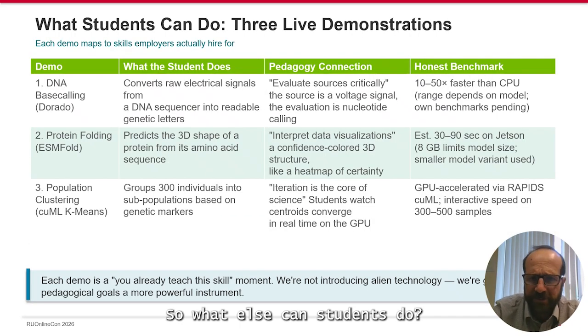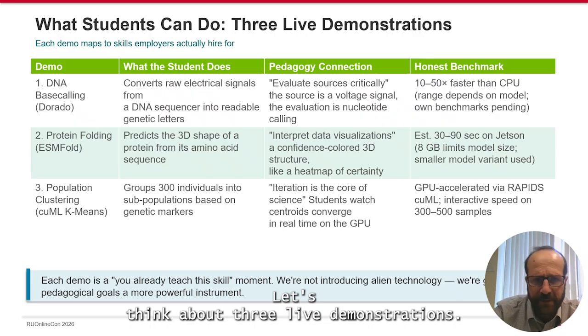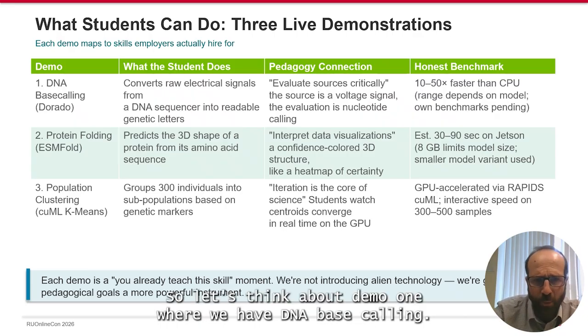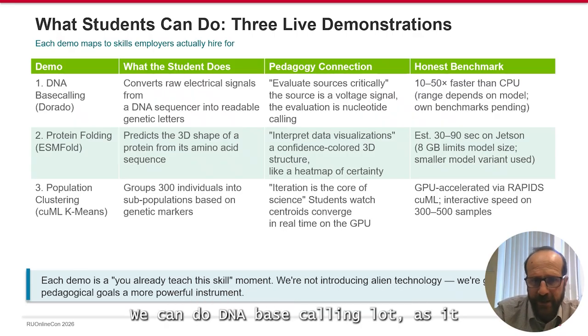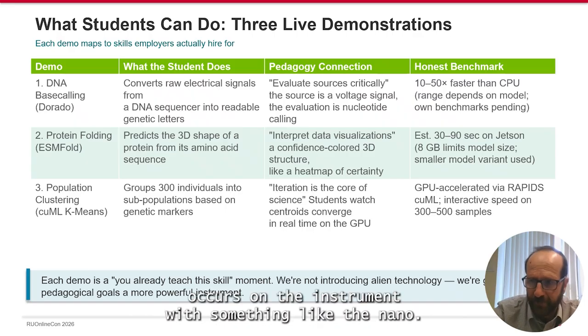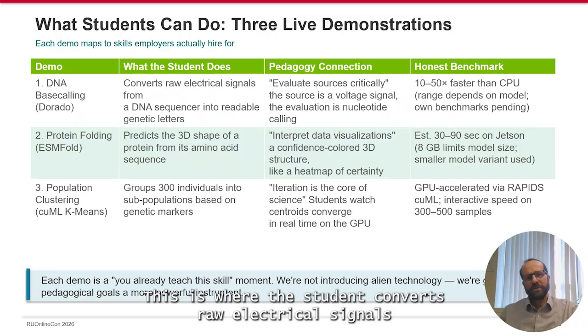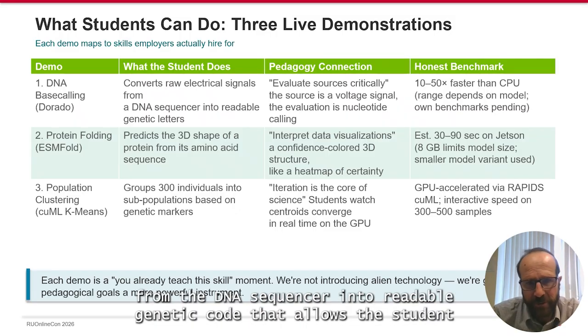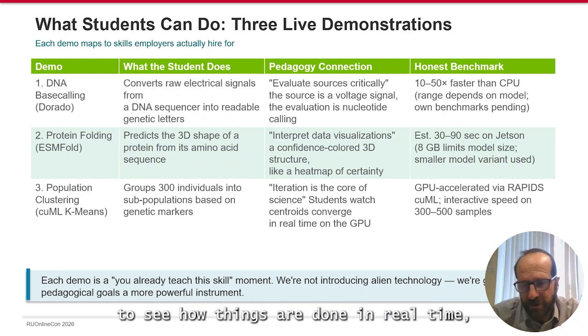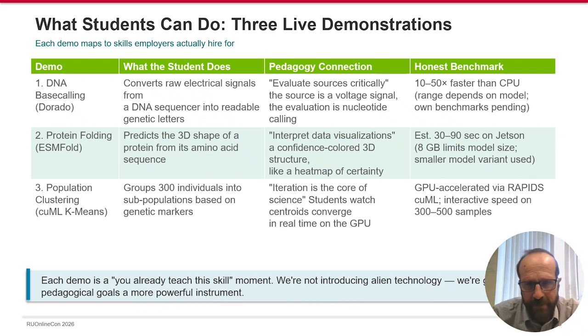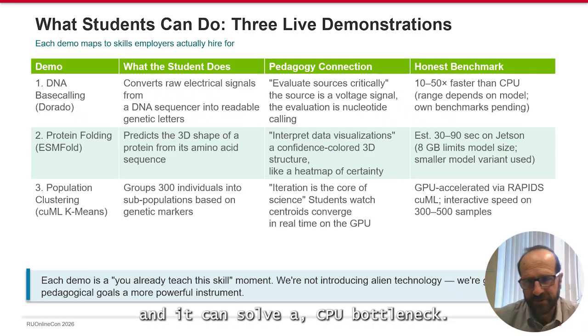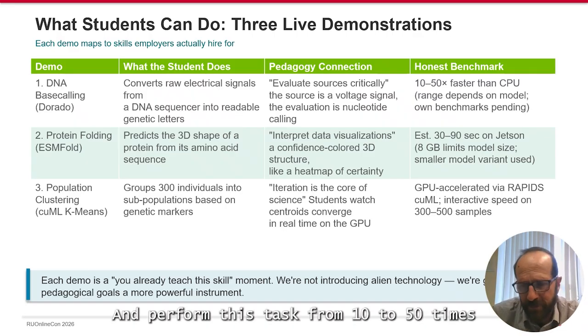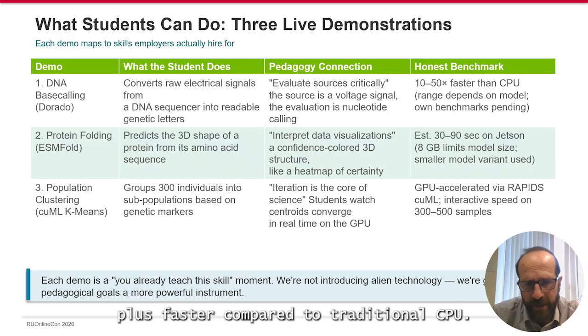So what else can students do? Let's think about three live demonstrations. Let's think about demo 1, where we have DNA base calling. We can do DNA base calling as it occurs on the instrument with something like the Nano. This is where the student converts raw electrical signals from the DNA sequencer into readable genetic code. That allows the student to see how things are done in real time, and it can solve a CPU bottleneck and perform this task 10 to 50 times plus faster compared to traditional CPU base calling.